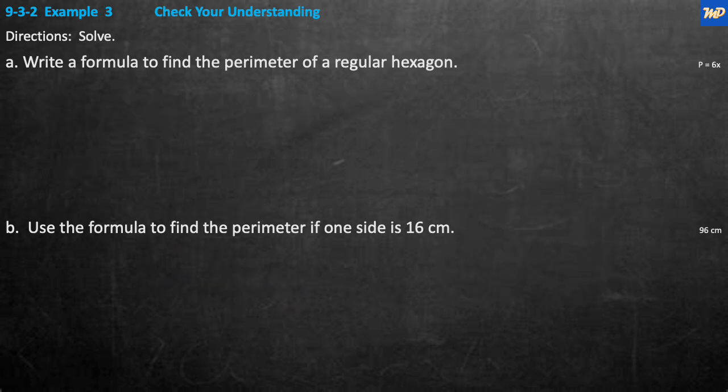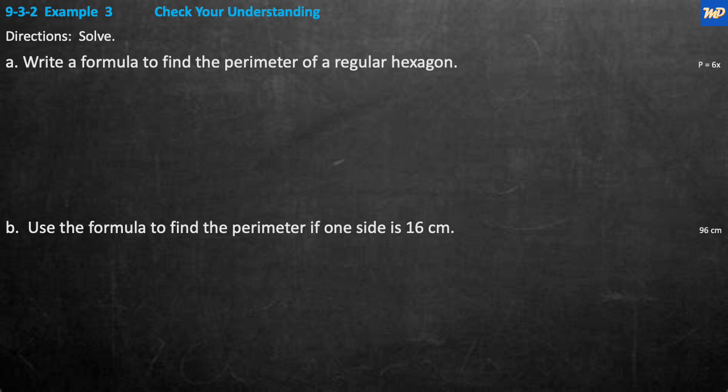Okay, example 3, check your understanding. We're going to solve. So what they want us to do is write a formula. It says write a formula to find the perimeter of a regular hexagon. And I'll tell you that hex means 6. Use a formula to find the perimeter if one of the sides is 16 centimeters. So go ahead and give it a shot. Come on back when you're done, and we'll get started.